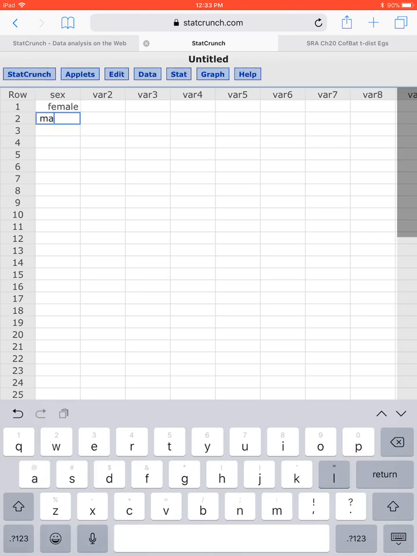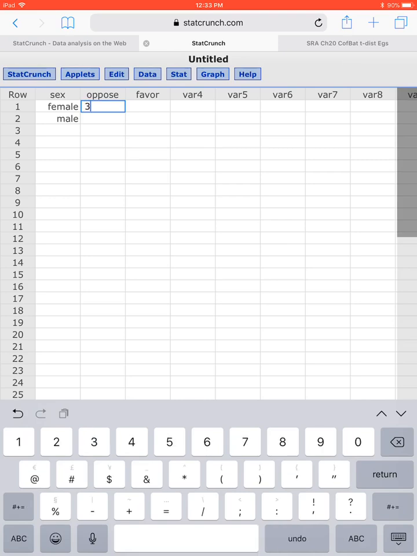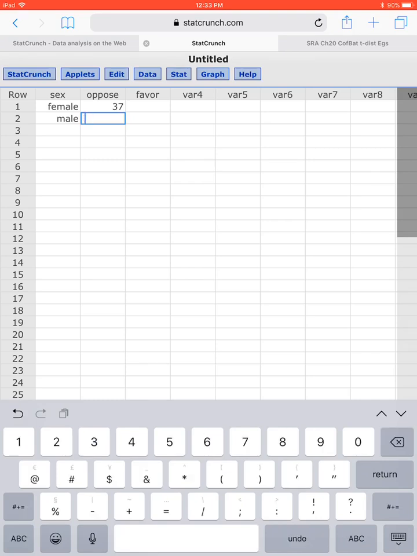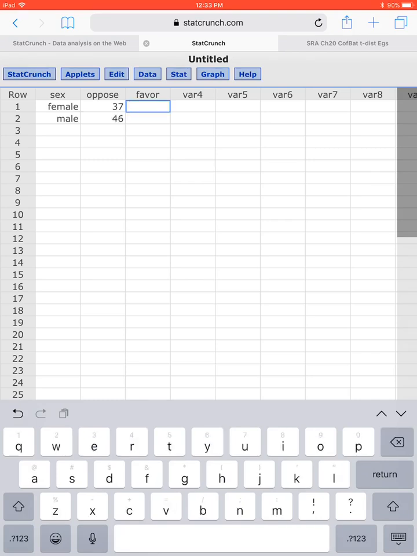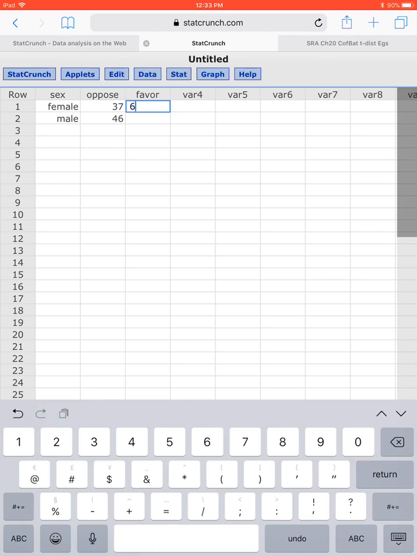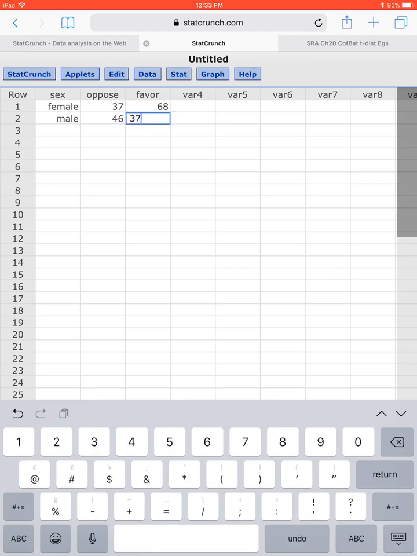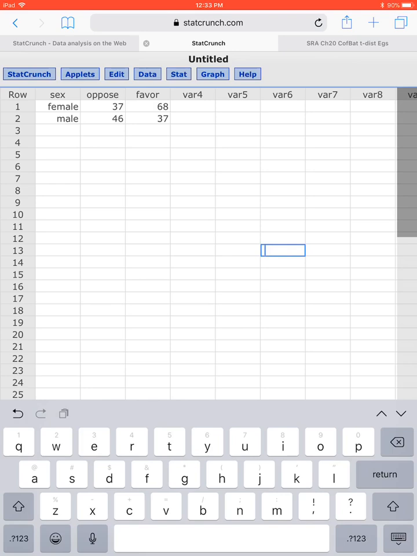And we have male. And then we have opposing this banning of cell phones. And we have favoring the banning of cell phones. And again, the counts, we had 37. Oops, 46. 68. And 37. This may look familiar to you all, those of you who have used contingencies on your project.